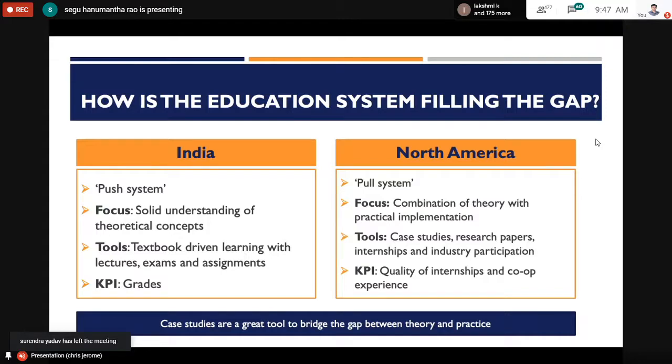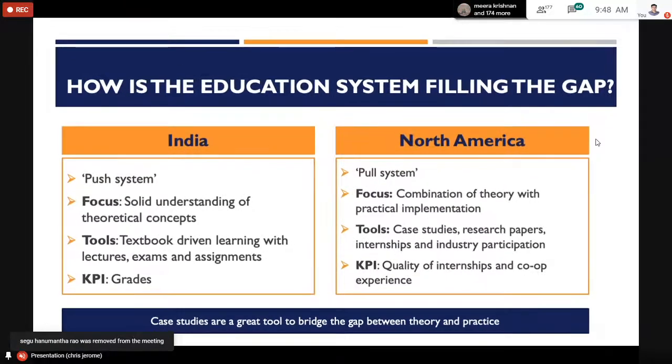So they have an array of courses and professors involved in different kinds of research. Unlike in India, there is no defined path to achieve a degree. So they're given these options and they can choose which courses they want, what kind of research they want to be involved in with their professors.